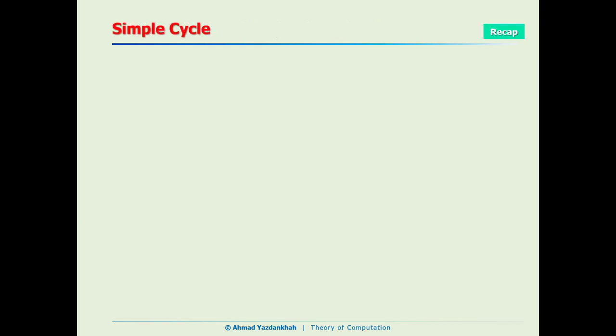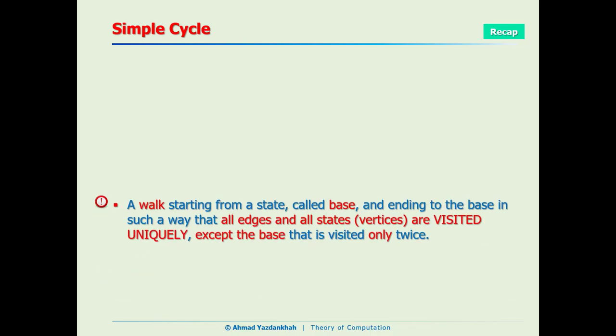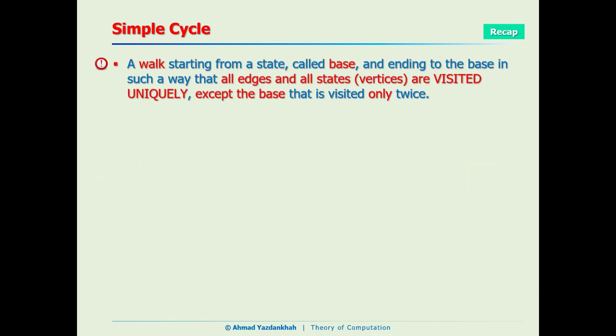Another topic is the simple cycle. We know the definition of the simple cycle. It is a walk that starts from a state, we call it the base, and it ends at the same state. And the characteristic of this walk is that none of the edges and states are visited more than once.